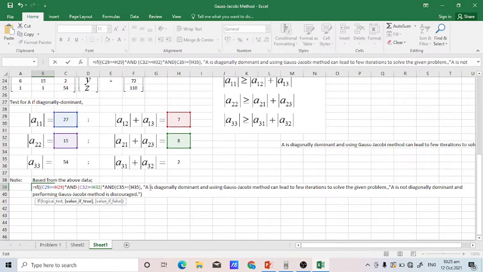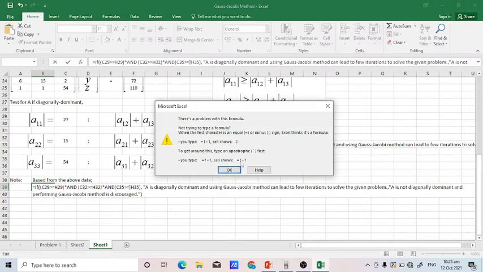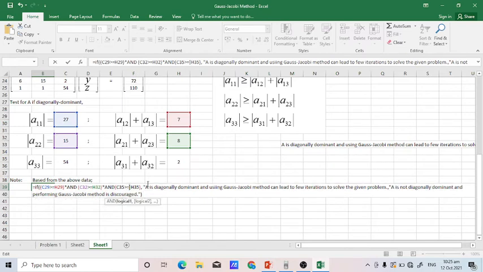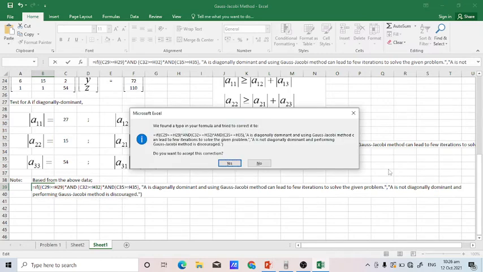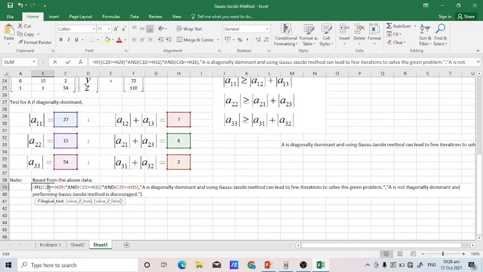Value if true, A is diagonally dominant. Ito yan. Kaya pala, ba't meron akong ganito? Nakasama ko to. Ayan. A is diagonal dominant and using Gauss-Jacobi method can lead to few iterations to solve the given problem. Ayun. Do you want to accept this correction? Yes. Okay. Tingnan natin. So, if C29 greater than or equal to H29, okay.